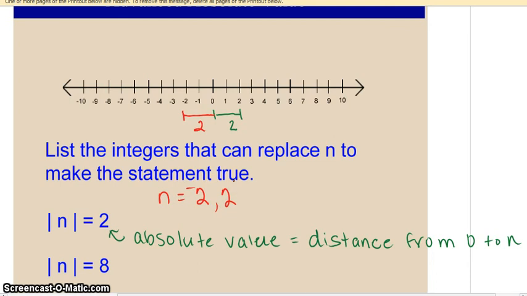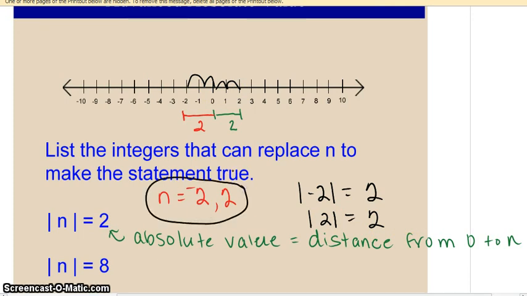So you can check this so that it makes sense to you. We can put in negative 2 in the place of n and see if that gives you 2. Does that make sense? Is the absolute value of negative 2 equal to 2? Sure, because the distance from 0 to negative 2 is indeed 2. Then we can substitute positive 2 in the place of n and see if that makes sense. Does the absolute value of positive 2 also give you 2? Well, sure. If I go from 0 over to positive 2, that is also a distance of 2. Therefore, n could be negative 2 or 2. Either one of those will make this a true statement, so that's our answer.